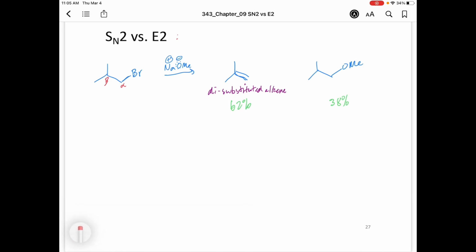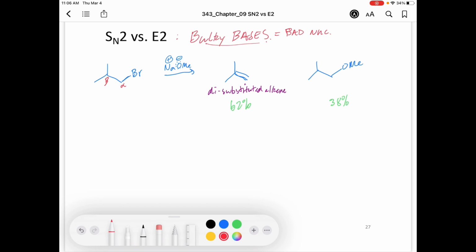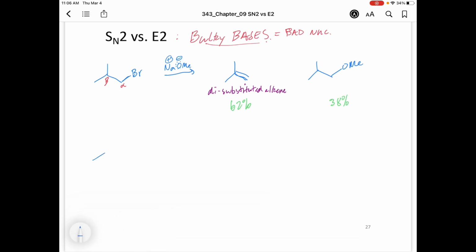Let's see if I can write correctly. There we go. Bulky bases are great because they are bad nucleophiles, and we'll talk about that, generally speaking. Okay, so on the top reaction, this is the one from the previous slide. So we're going to redraw this alkyl bromide that has 2 substituents here on the beta carbon.